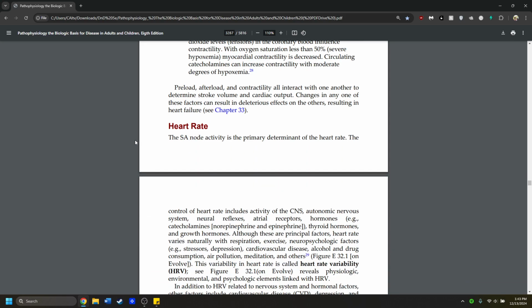So we have preload, afterload, and contractility that all interact with one another to determine stroke volume and cardiac output. Changes in any one of these factors can result in deleterious effects on the others, which result in heart failure.